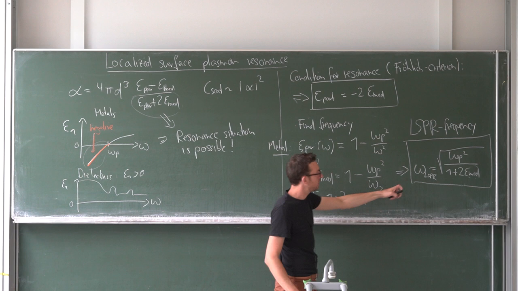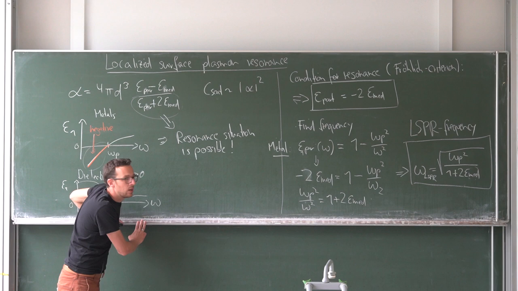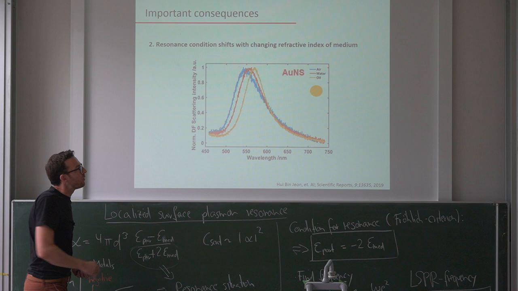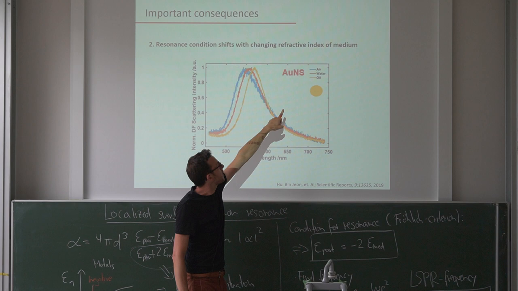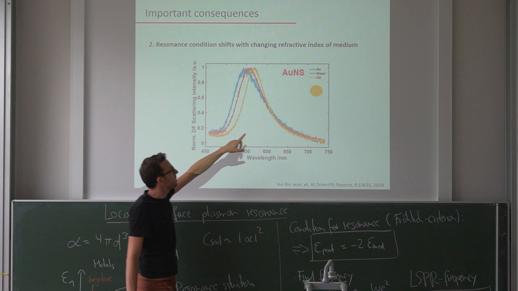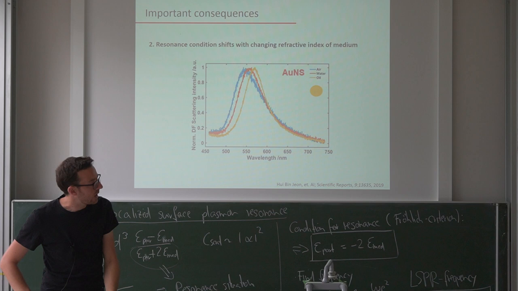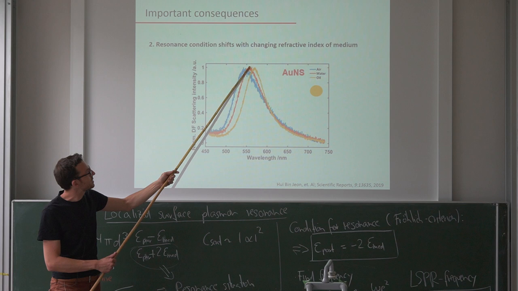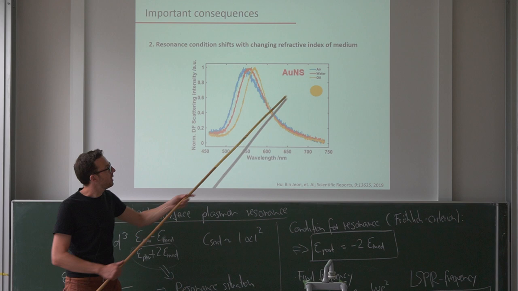Now let's look at whether this hypothesis holds. And for this, I brought you an image of gold nanoparticles that are in air, in blue, in water. Water has a refractive index of approximately 1.33, and oil has a typical refractive index of around 1.5, so higher than water. And very clearly you see that the resonance wavelength shifts to the red if you go from air into water, and then again it shifts a bit further if you go into oil.